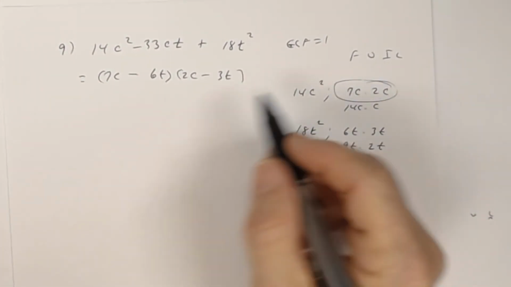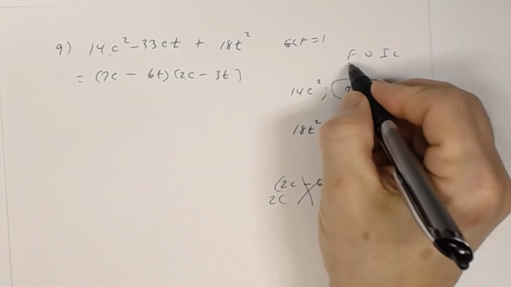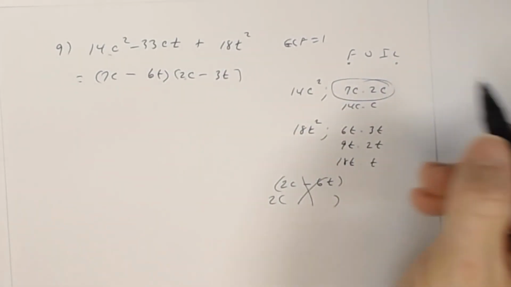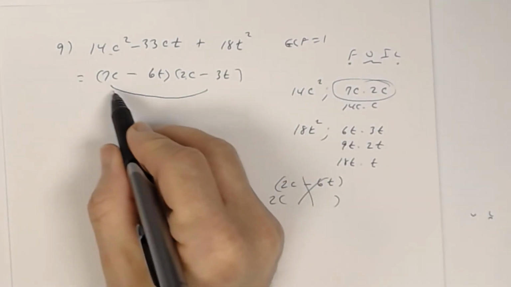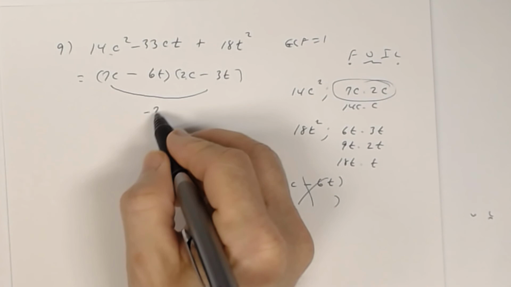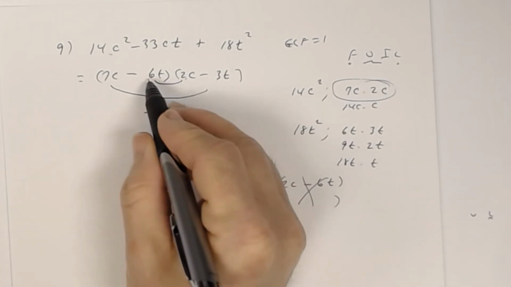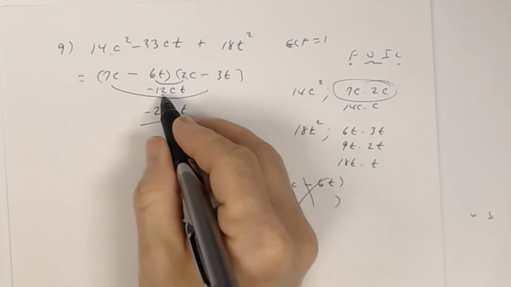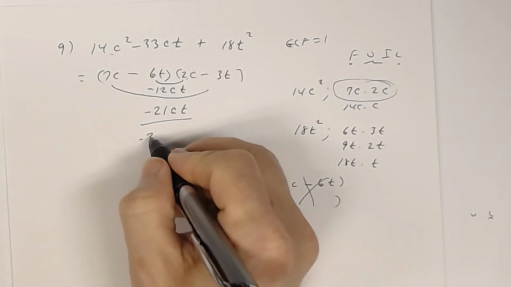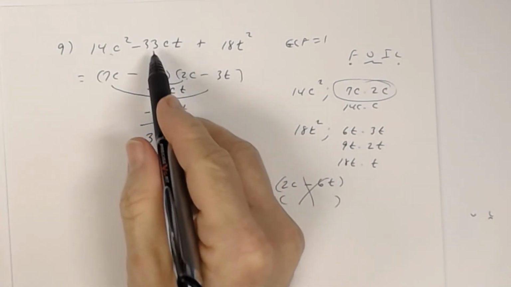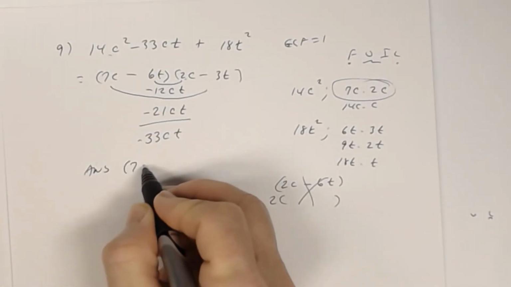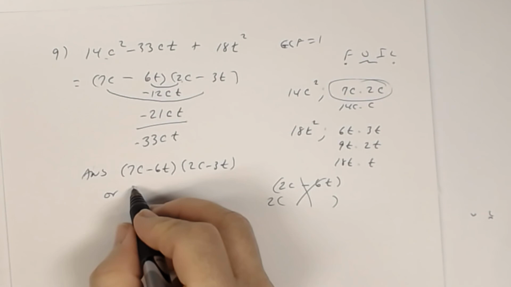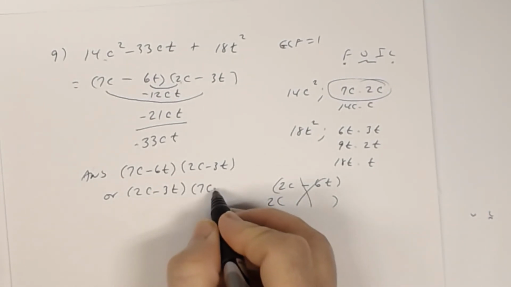I'm checking FOIL. So 7c times 2c is 14c squared, so my F is okay. A negative 6t times a negative 3t is a positive 18t squared, so I'm good there. Now let's do the outer and the inner. The outer, 7c times a negative 3t, is a negative 21ct. The inner, a negative 6t and a 2c, is a negative 12ct. When I add them up, a negative 12 and a negative 21 is a negative 33ct, and that's what you wanted. So the answer is 7c minus 6t times 2c minus 3t, or you could have written it the other way: 2c minus 3t times 7c minus 6t.